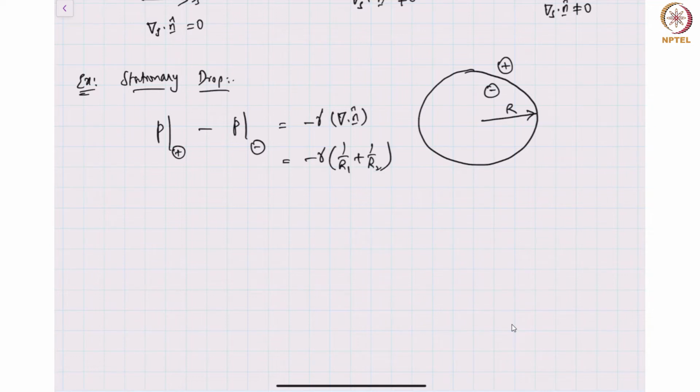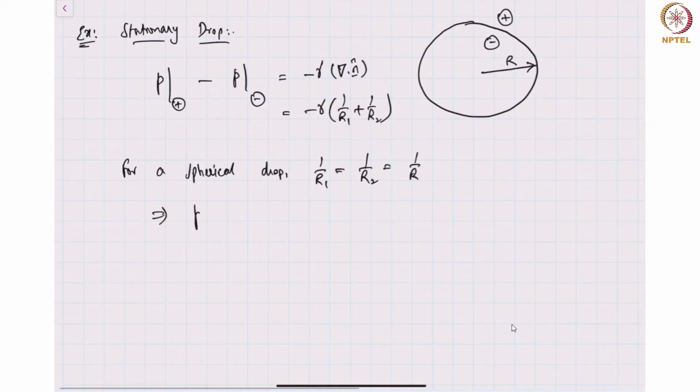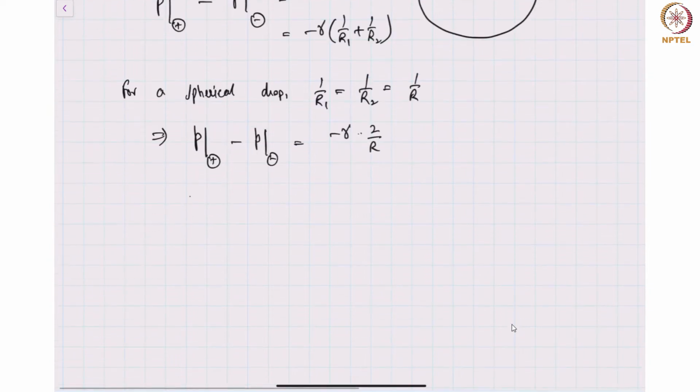Right? And here, for a spherical drop, 1 by r1 is equal to 1 by r2 is equal to 1 by r, and therefore I get P plus minus P minus is minus gamma times 2 by r, or the pressure inside, P minus, minus the pressure outside, P plus, is 2 gamma by r, which is exactly what we derived in the last lecture. So this is the Laplace pressure drop across a stationary interface.